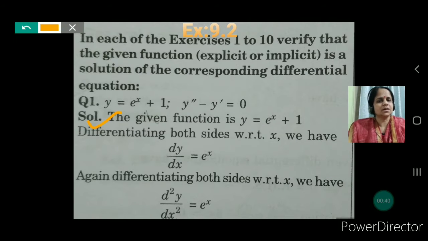first, the given function is y is equal to e raised to x plus 1. Differentiating both sides with respect to x, we have dy upon dx is equal to e raised to x, as the derivative of 1 is 0. Now again differentiating both sides with respect to x, you will get d square y upon dx square is equal to e raised to x. Now substitute these values in the given differential equation. If it is equal to 0, then it's verified. From this equation also you will find the solution.